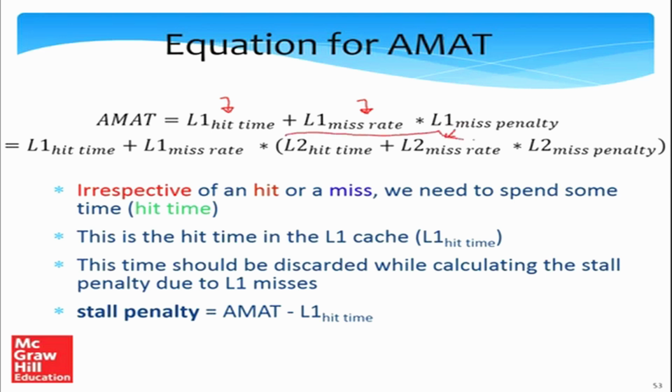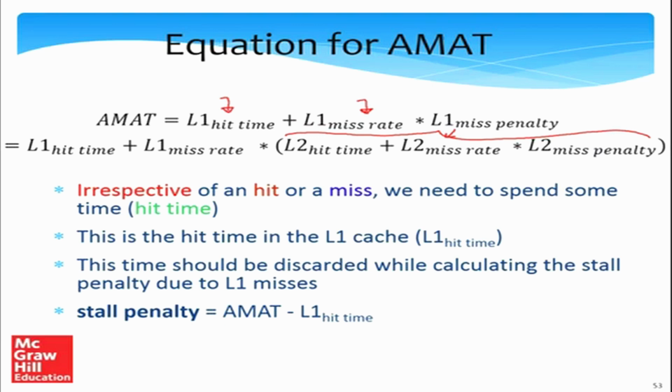So let's take a look at it. The average memory access time is again the L1 hit time plus the L1 miss rate multiplied with the L1 miss penalty. All the accesses that miss in the L1 cache go to the L2 cache, so we have a similar formula for the L2 cache.